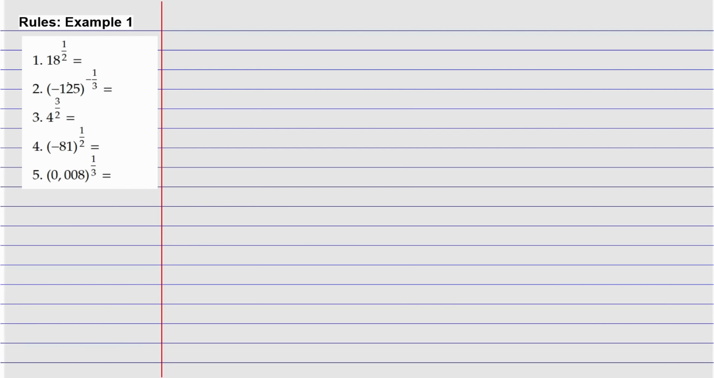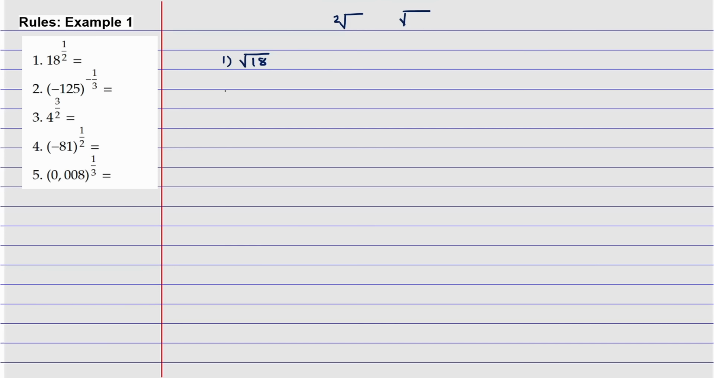So the first one, let's do that. We see the fact that we have 18 to the power 1 over 2. Now let's change this into a surd. So how do we change it into a surd? For number one, remember the fact that the power of a half is the same as the root. Since this is to the power a half, this is going to be the same as the root of 18. So that's sorted.